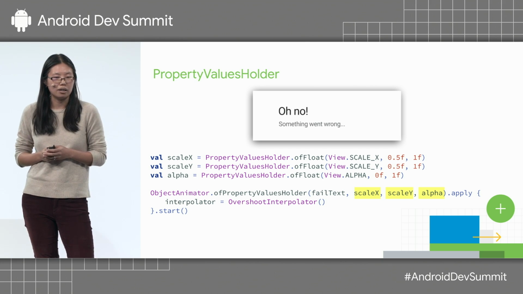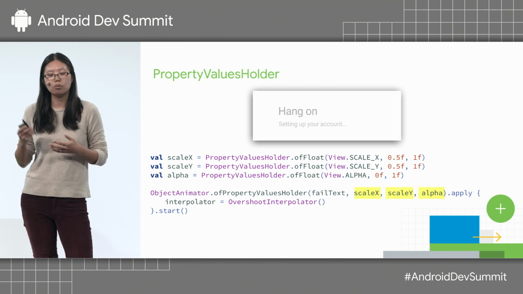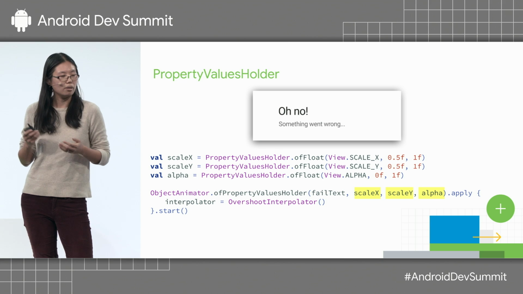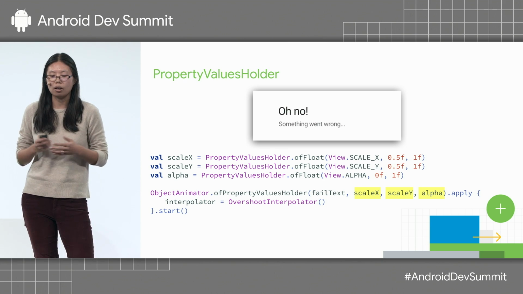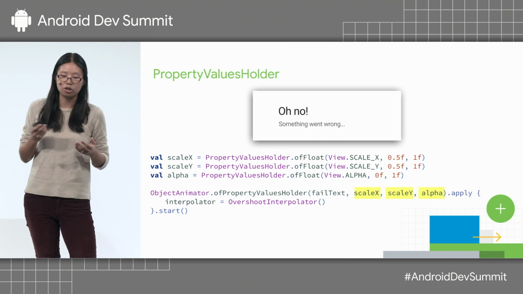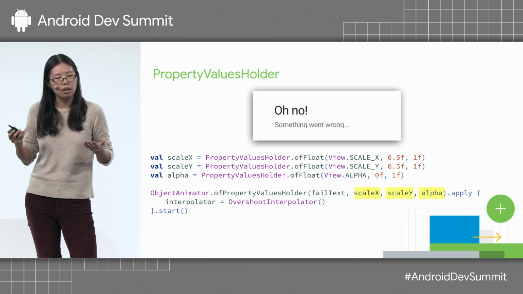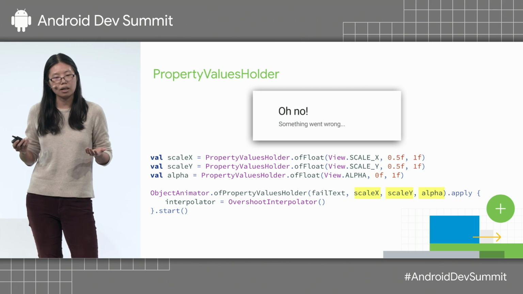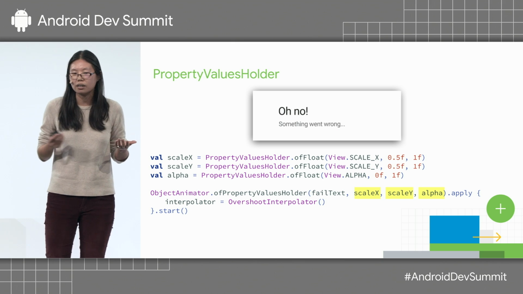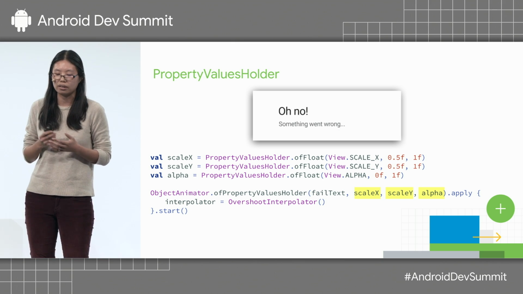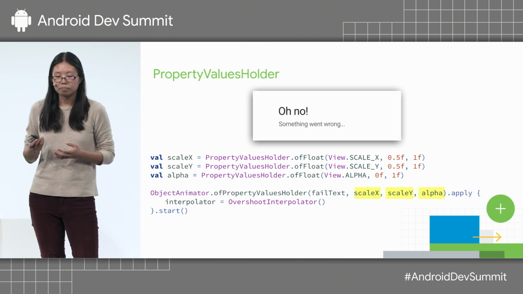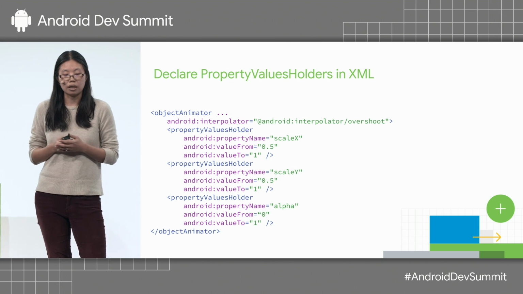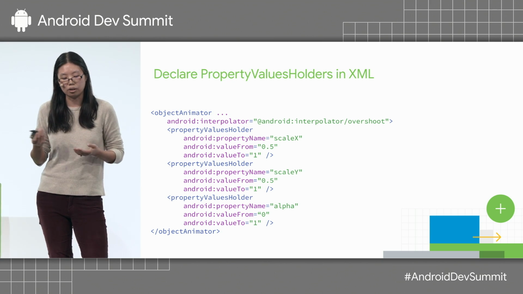And one caveat is when you use multiple property value holders on one ObjectAnimator, you are essentially animating all these properties with the same interpolator, using the same duration on the same target object. But a lot of times, when you want to animate scale x and scale y simultaneously, that's exactly what you need. And if you want to define that same ObjectAnimator in XML with the property values holders, it looks pretty straightforward.